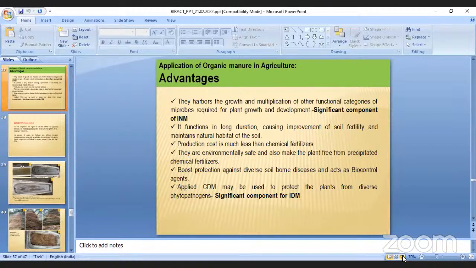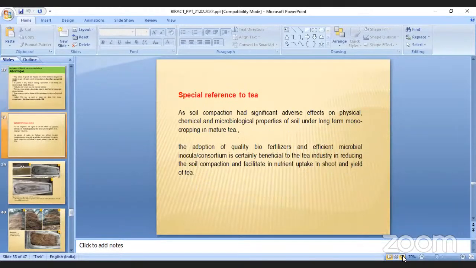Okay, then it causes improvement in soil fertility and maintains the natural habitat. Their cost of production is also very, very low. You can produce it with very cheap technologies. I have mentioned what is going on in different agricultural systems, like ICR, like Tuklai. So they are environmentally safe. This technology is very environmentally safe, non-toxic, and has no health hazard problems. So they can play an important role in boosting the protection of plants against diverse kinds of pests and diseases. Thus, these CDMs can also be properly applied as an important component of IDM.